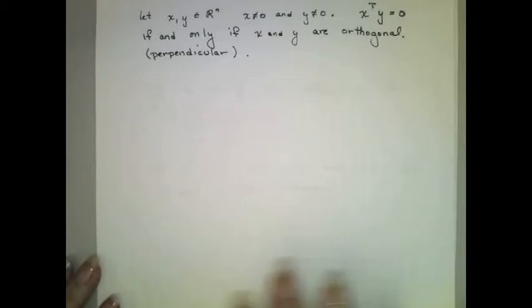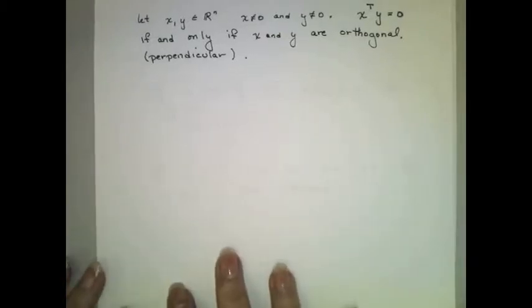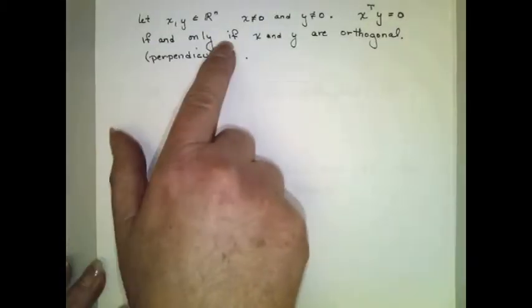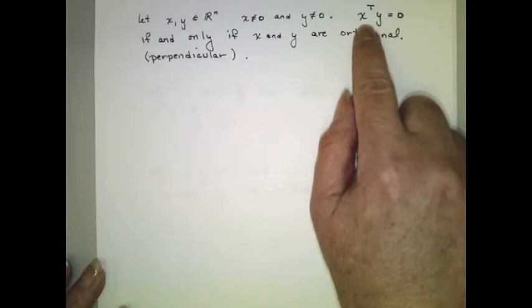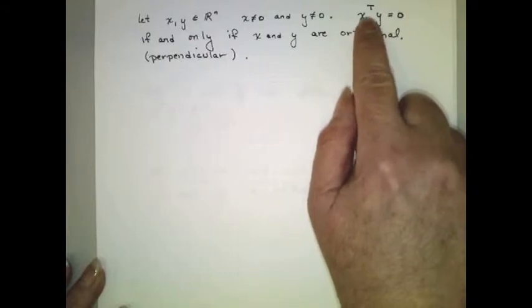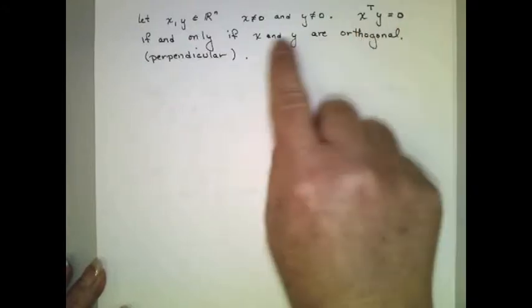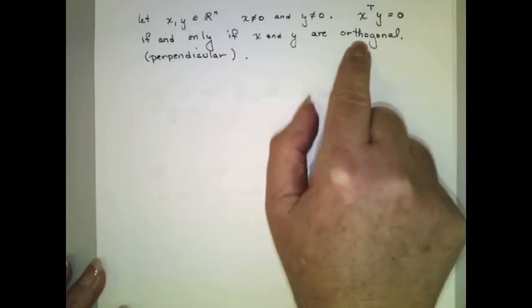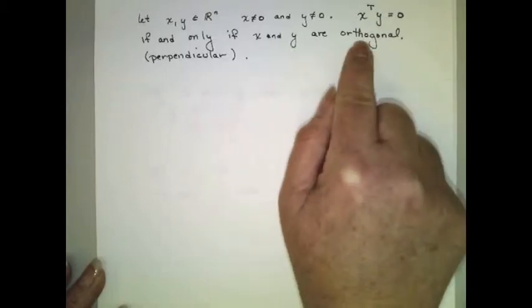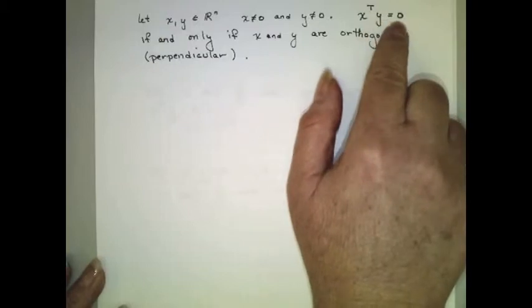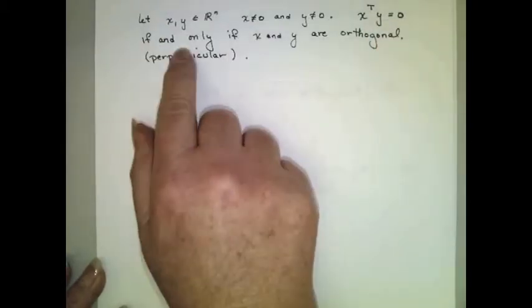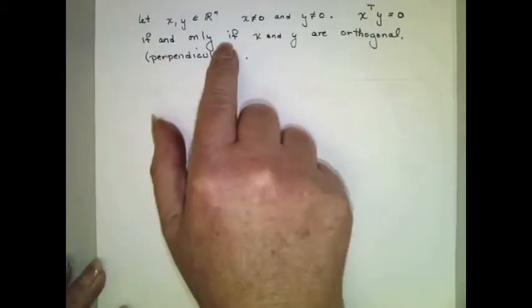Well, first of all, let's figure out what this actually says. It's an if and only if. What does that mean? It means there are two parts to the problem. One of the things we want to know is, is it true that if x transpose y is equal to 0, that x and y are orthogonal? And another thing we want to know is, if x and y are orthogonal, is it true that x transpose y is equal to 0? So there are two parts to this if and only if. That's exactly what the wording means.